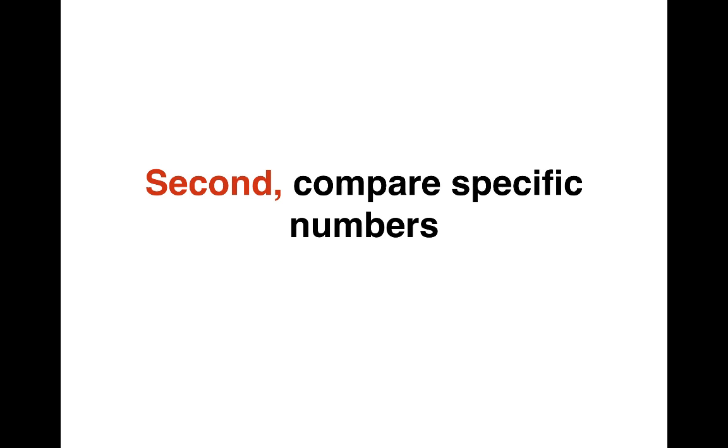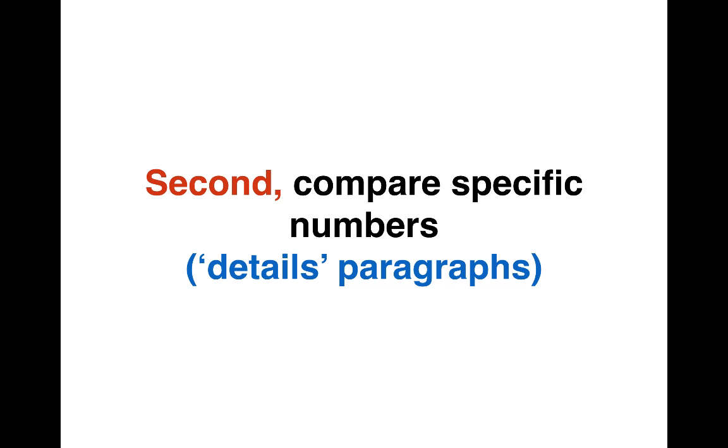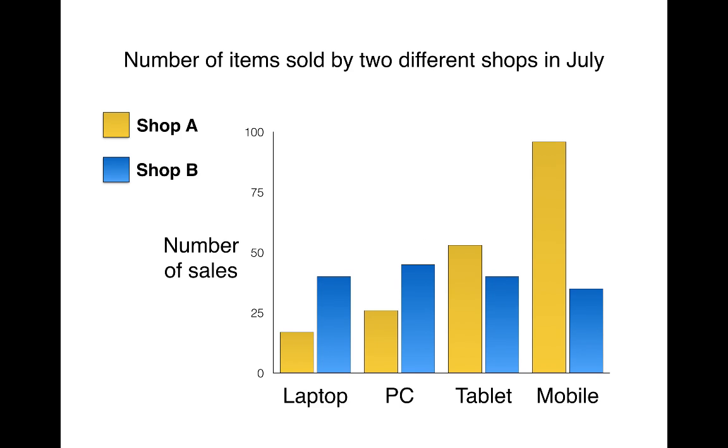Second, compare specific numbers. This is for your details paragraphs, paragraphs 3 and 4. This time you need to compare and give the numbers. For example, compare the numbers of laptops sold in both shops, or compare the highest for each shop, PC for Shop B and mobile for Shop A. You're going to make lots of comparisons showing the numbers.